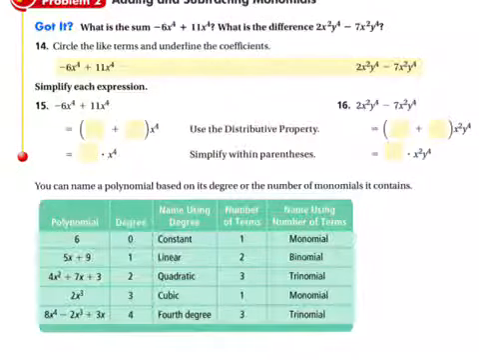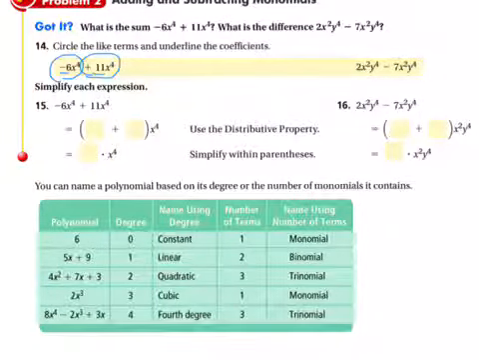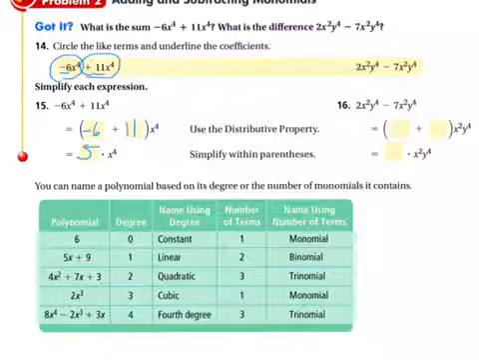So we're going to circle the like terms. So negative 6x to the 4th is like positive 11x to the 4th. And the coefficients are the negative 6 and the 11. So one way to think about simplifying this is using the distributive property. Each of these terms has an x to the 4th. So we're going to take that out and put that on the outside. And on the inside, we're going to have a negative 6 and a positive 11. Well, if you owe 6 and you have 11, you're going to have 5. So your answer is 5x to the 4th.